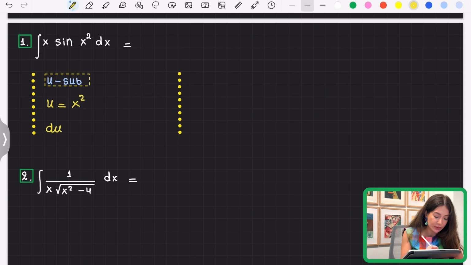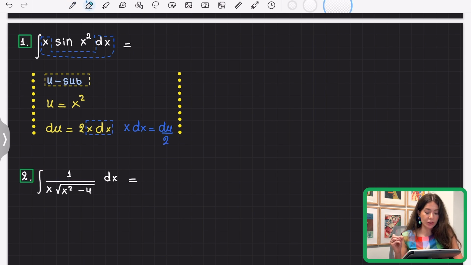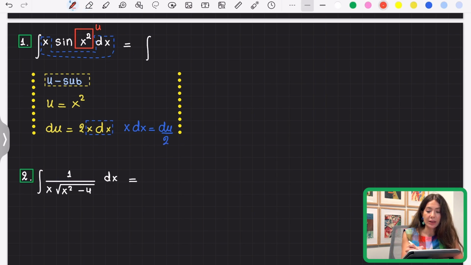So the derivative of that, which is du, is 2x dx. I like to also do an extra step to express exactly what I'm given, and I don't have 2x dx, I have x dx. Okay, that's du over 2. That's u, and you have sin u du. That's one of the basic rules of integration.